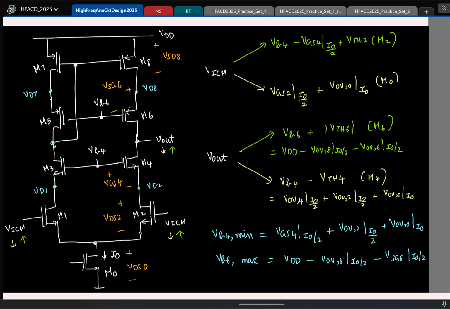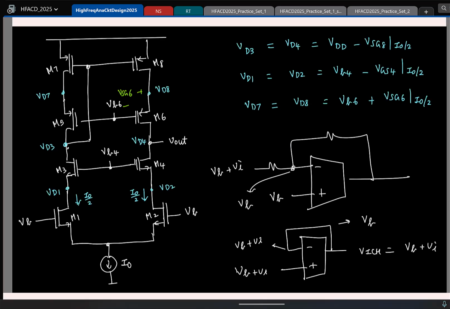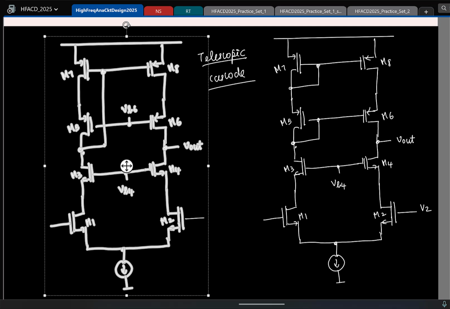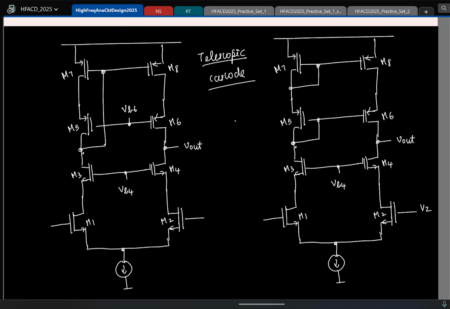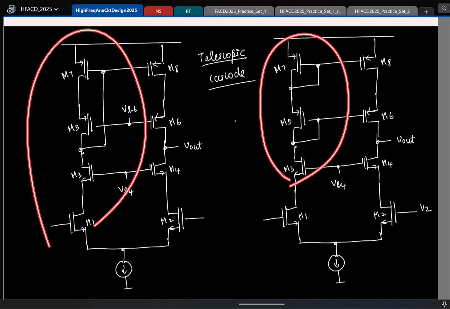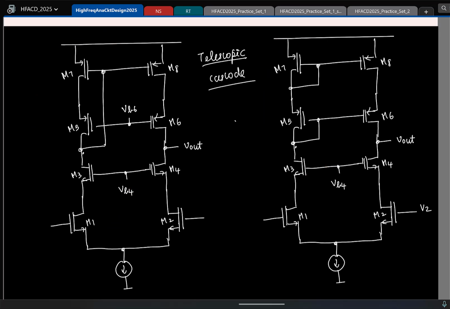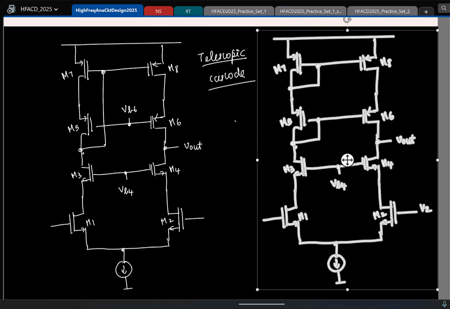Okay, cool. So now let's look back at our second candidate for telescopic cascode. We saw we can also do this biasing this way. So let's quickly see what will happen here. As we have changed only the DC biasing, you can find the small signal gain will still be the same. Nothing will get affected. So we'll only look at the DC operating point and the swing limits.